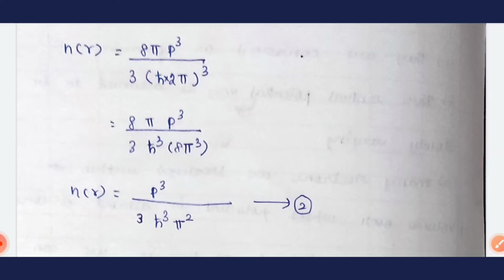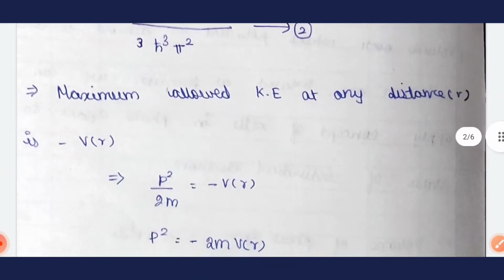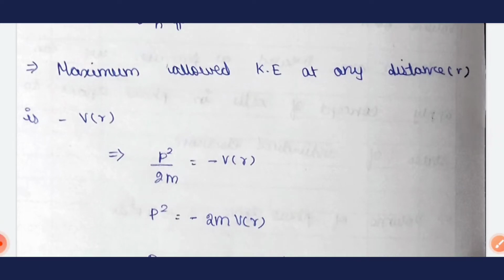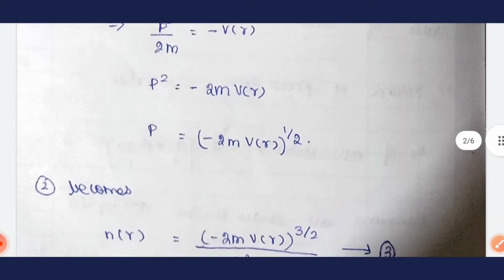Now we have to look for the value of p, right? p is nothing but the momentum. If the maximum allowed kinetic energy at any distance r is minus V of r, we can give it as p square divided by 2m equal to minus V of r. So the p square value will become minus 2m into V of r. What I need is only the value of p, so taking the square root, p is the square root of minus 2m into V of r.